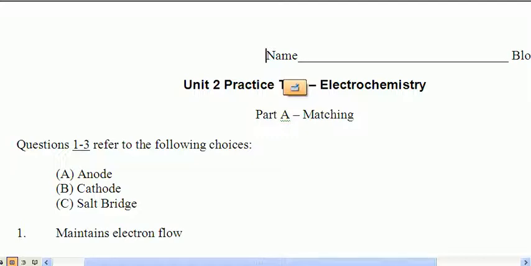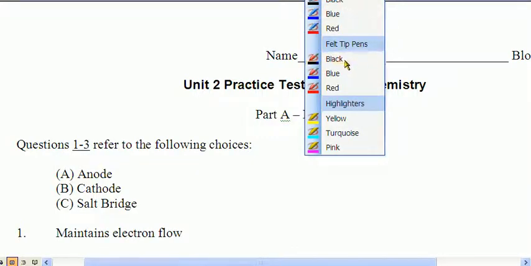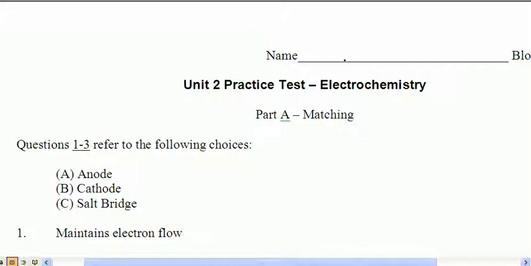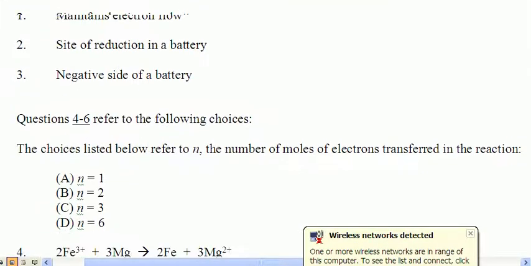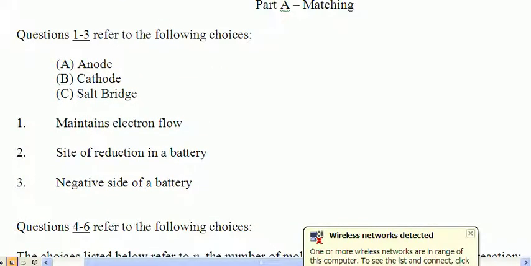Hey guys, going to be broadcasting the solutions to the free response with a multiple choice matching and free response for Unit 2 practice test in electrochemistry. Here we go. The first matching, we always start off with matching on the AP chemistry test.